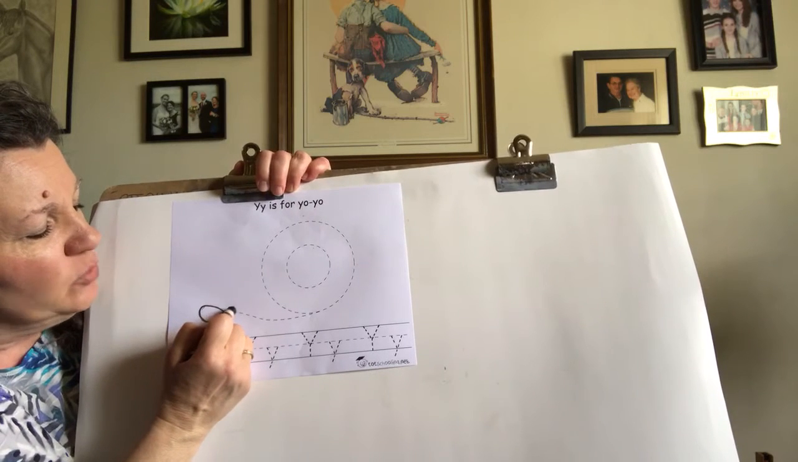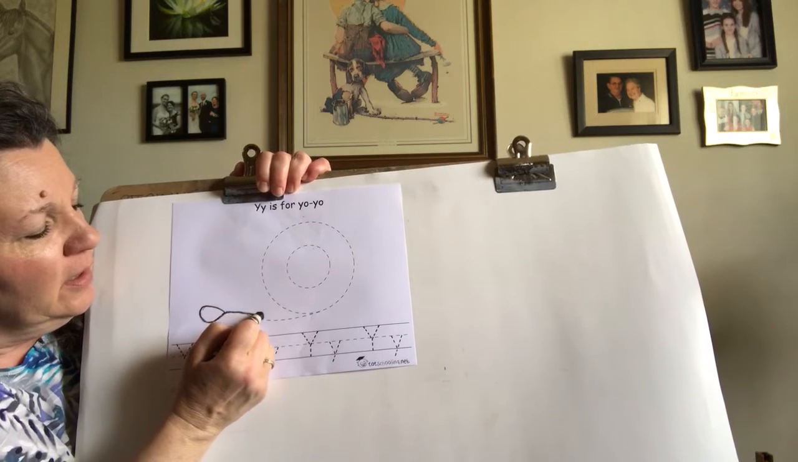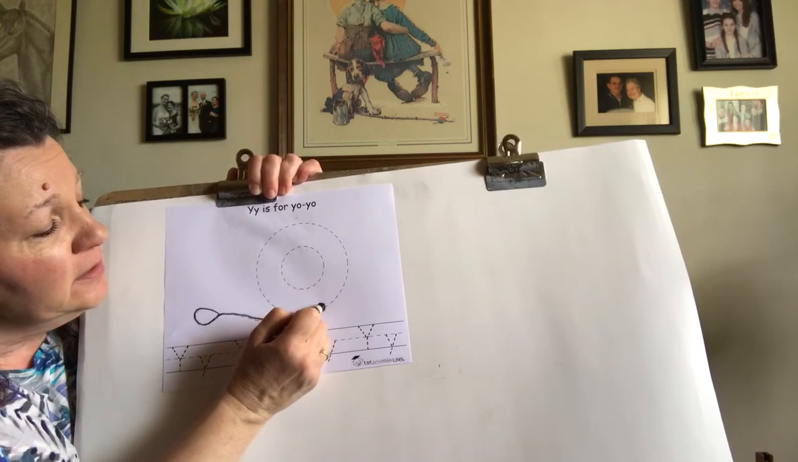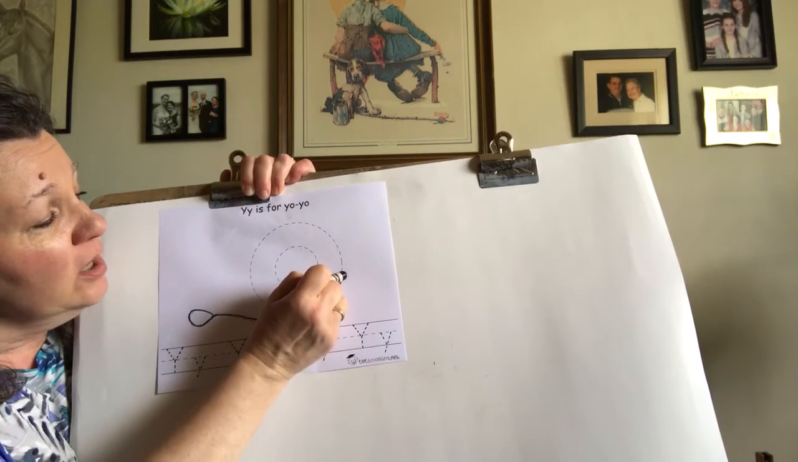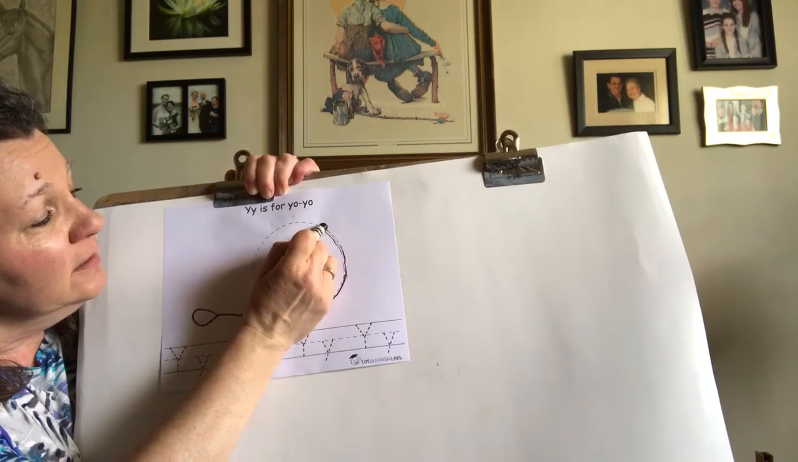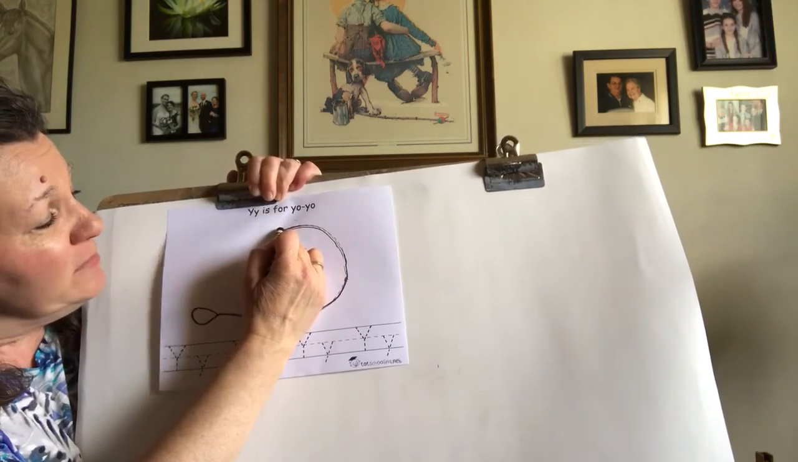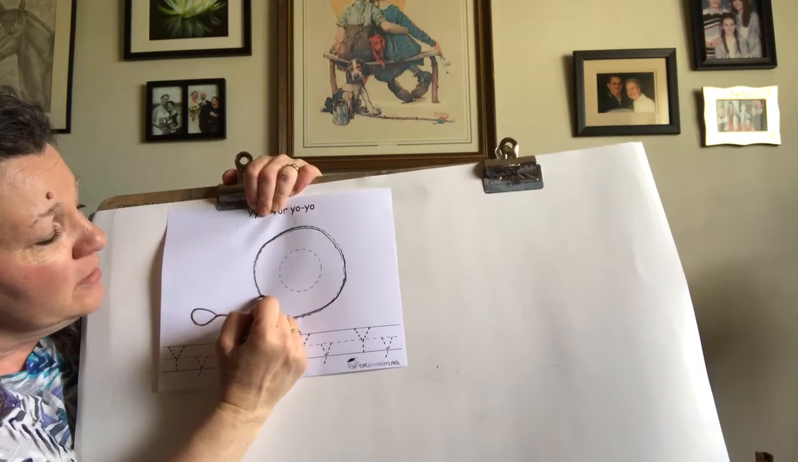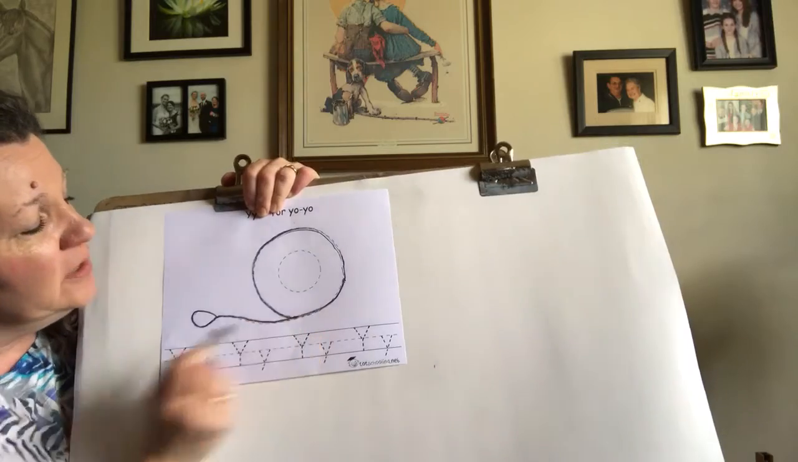Stay right on the line. So where should you be looking? Should you look out the window at the beautiful sunshine? No. Should you look at your dog? No. Should you look at your ceiling? No. Should you look at your baby sister? Probably not. Okay, look at your paper so you can stay right on the lines.